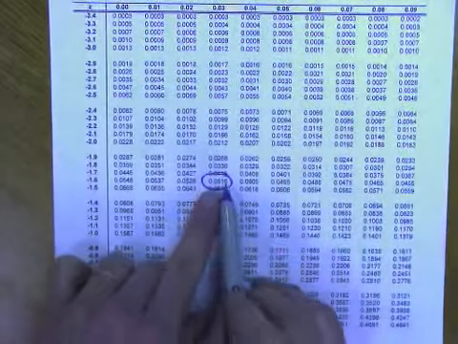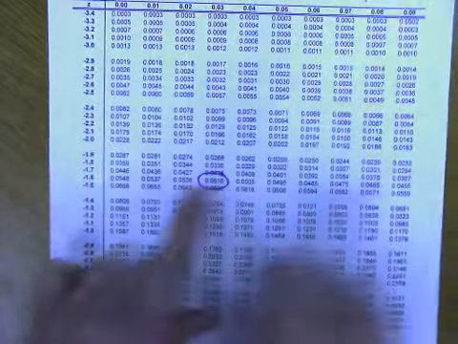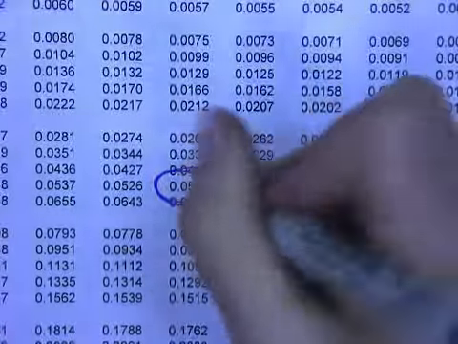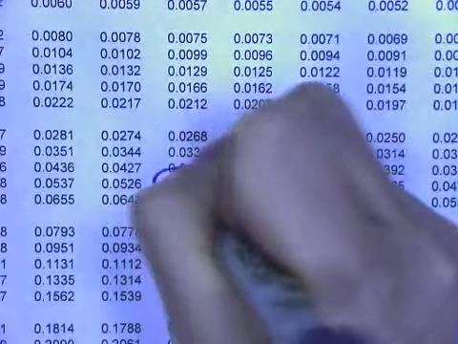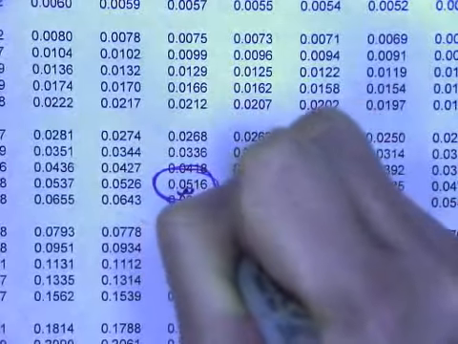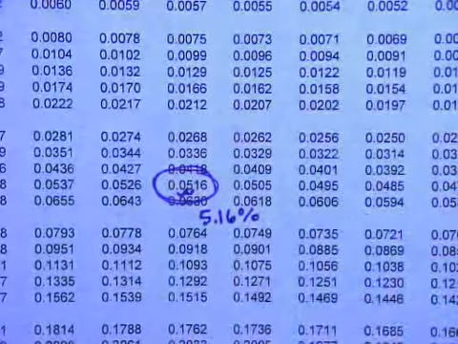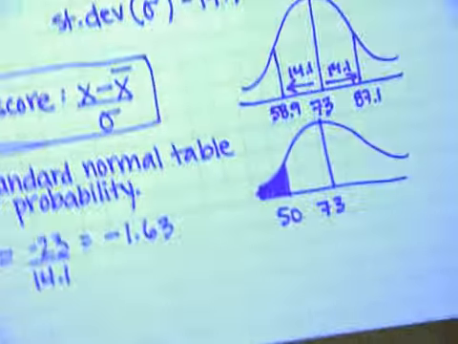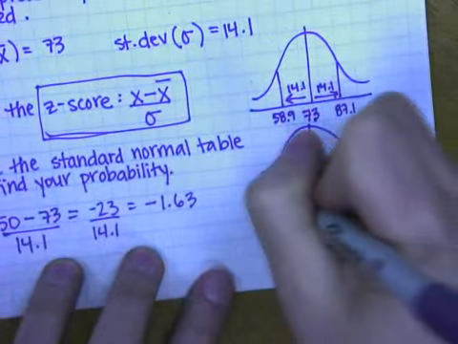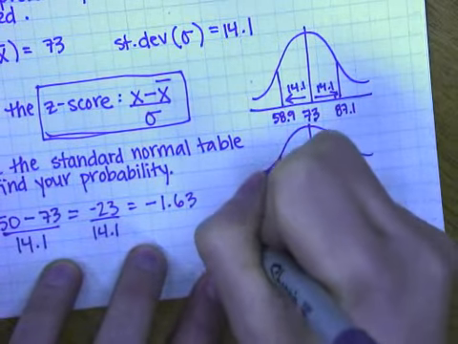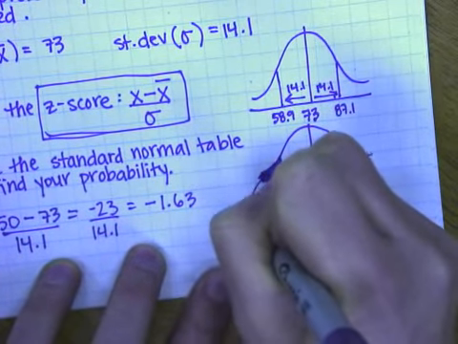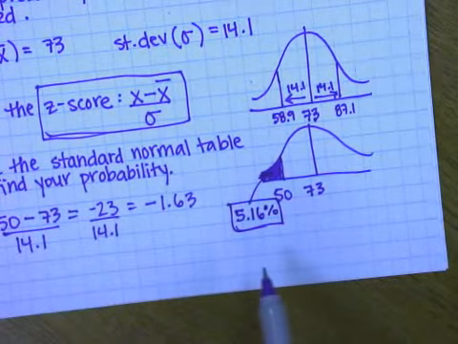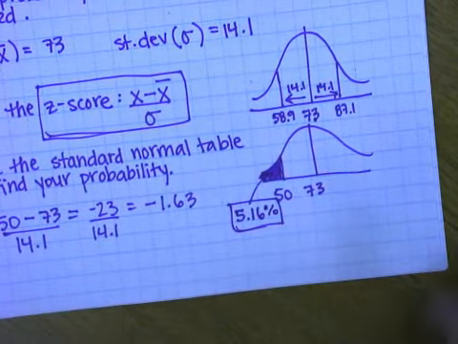Okay. Now, this is a decimal, but it's really a hidden percentage. So if I have 0.0516, I move the decimal place 2 over, and this is really 5.16%. It's like multiplying by 100. And so back on my paper for my answer, what percent goes here? This is 5.16% is the probability or the chance that 50 or fewer seals were observed.